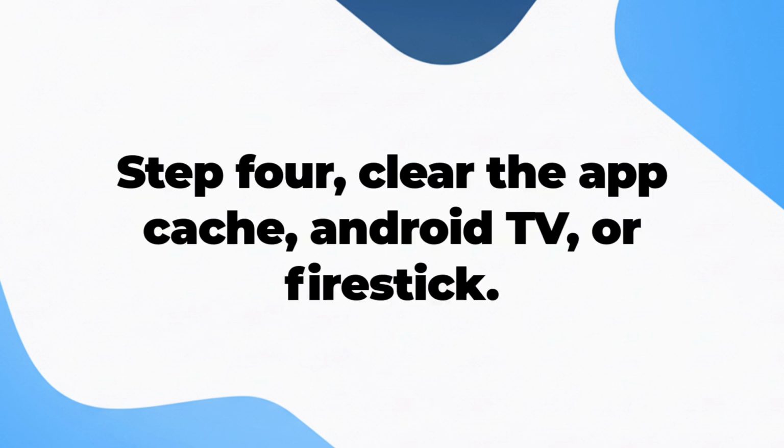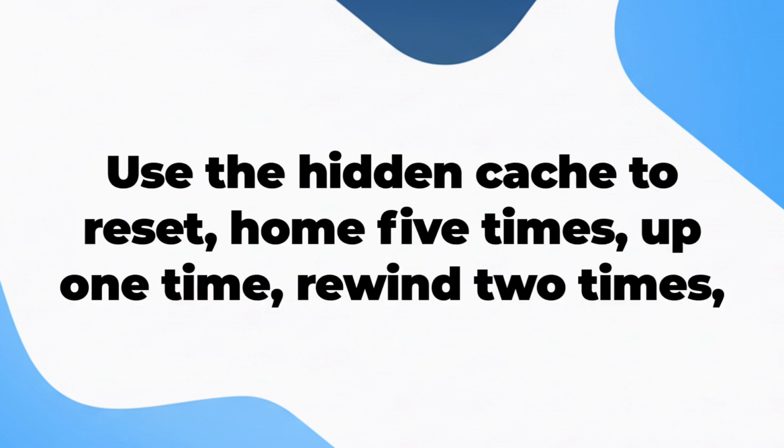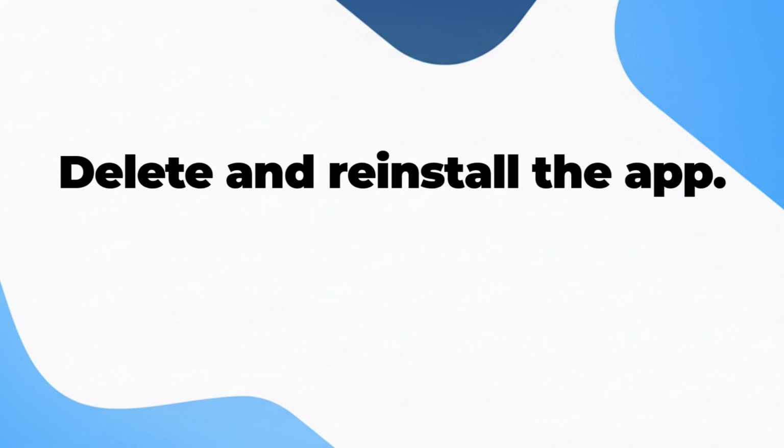Step 4. Clear the app cache. Android TV or Fire Stick: Settings, Apps, YouTube TV, Clear Cache. Roku: use the hidden cache reset. Home 5 times, up 1 time, rewind 2 times, fast forward 2 times. Apple TV or iPhone: delete and reinstall the app.